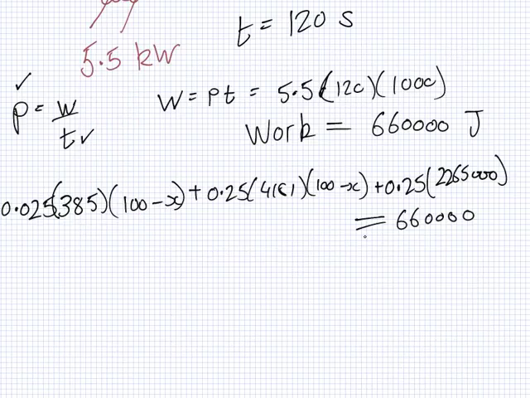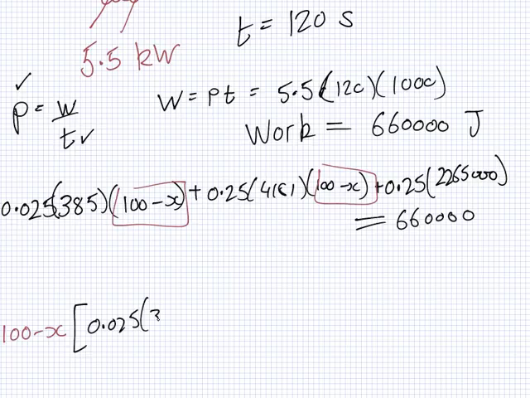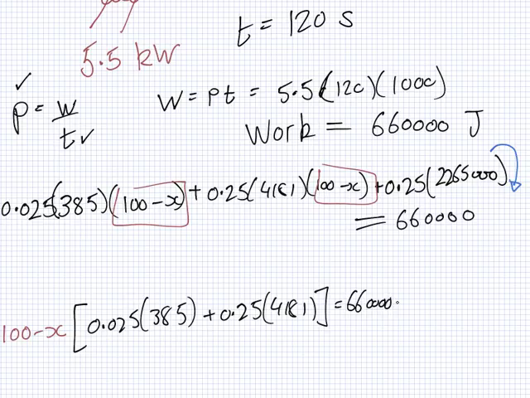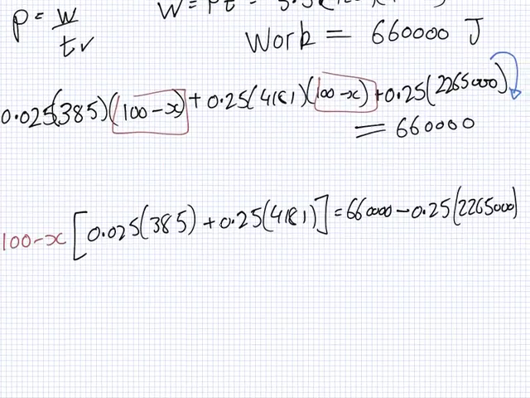Okay, so let's make this a little bit easier. You notice what's nice here is we have 100 minus x here and 100 minus x here. So we can take this out. And then we're left with 0.025 times 385 plus 0.25 times 4181. And then what you can do here, look, you can take this one to the other side. So on the right you can have 660000 minus 0.25 times 2265000.